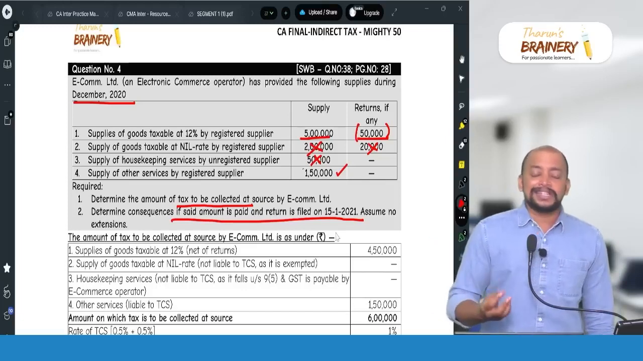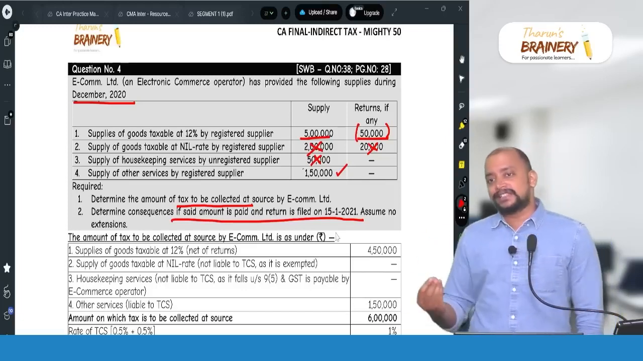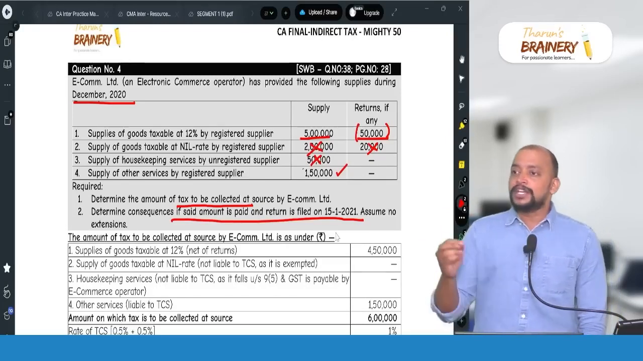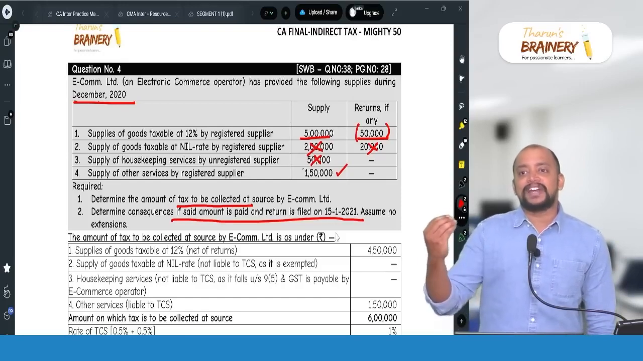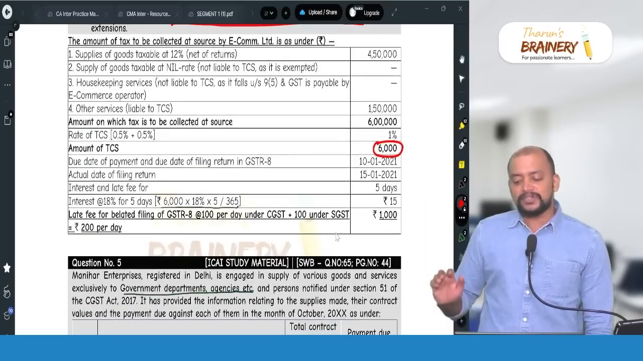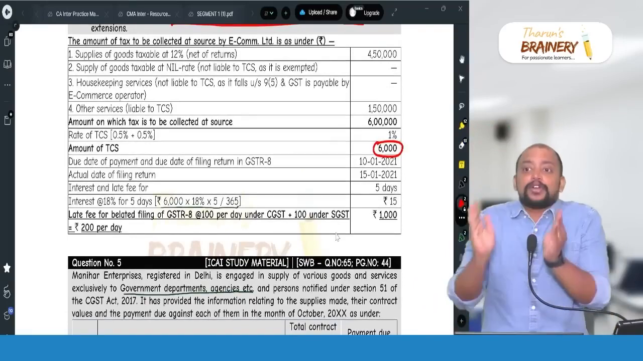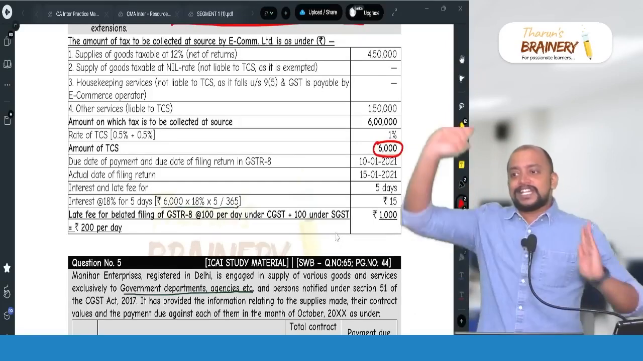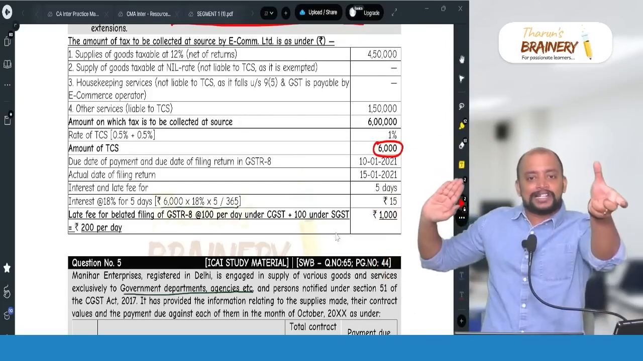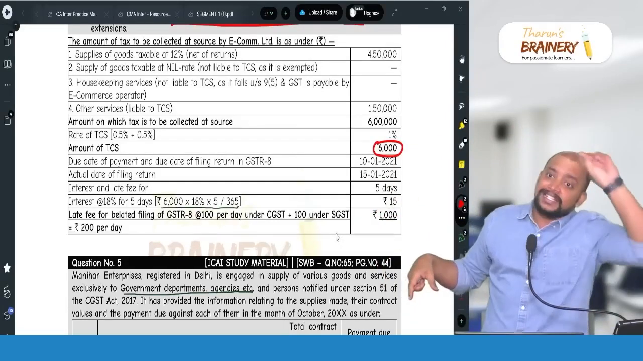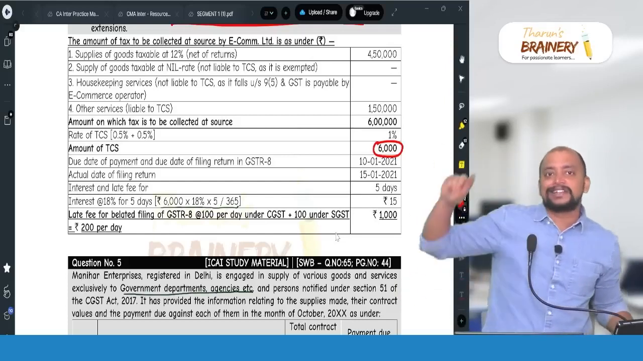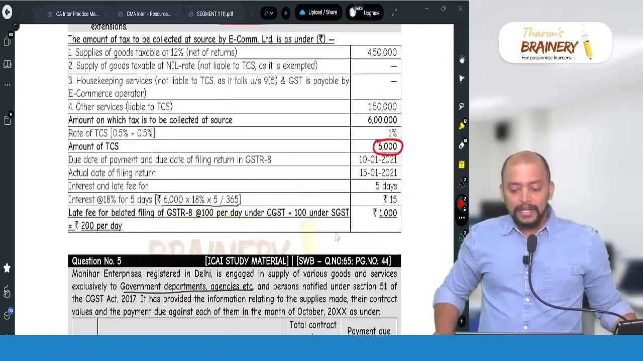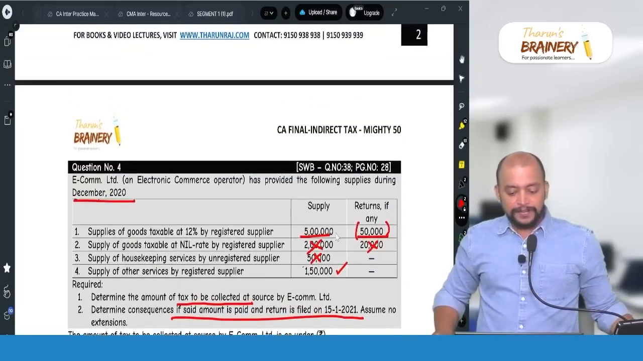Then, interest under section 50 is payable for delay in payment of TCS. And what is that interest? At 18%, for 5 days delay. So, interest will be 6000 on TCS, 6000 into 18% into 5 divided by 365. So, that interest will be 15. This is the total interest because we took the total TCS. Again, we should not write 15 under CGST, 15 under SGST. You took the total tax, so interest is also total. When you take CGST and compute interest, that will be CGST interest. When you take SGST and compute interest, that is SGST interest. So, that is the answer for this.